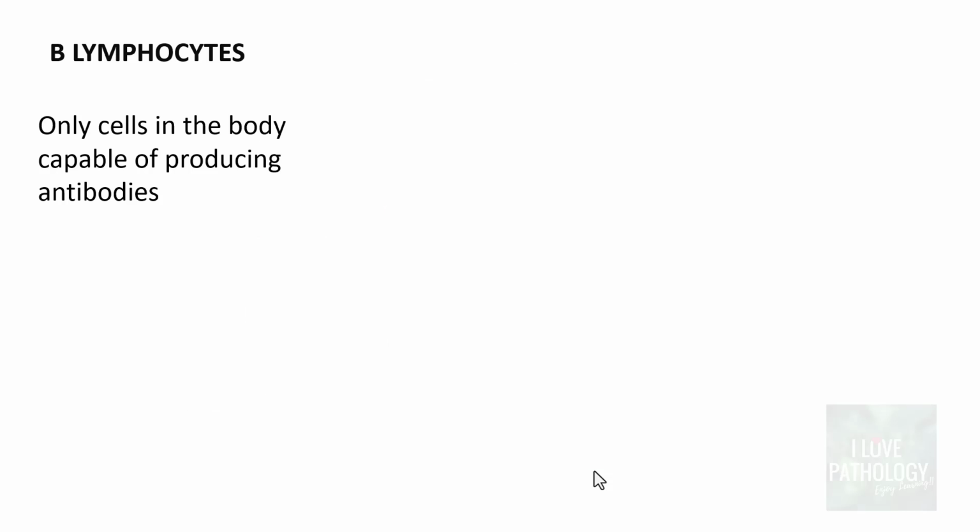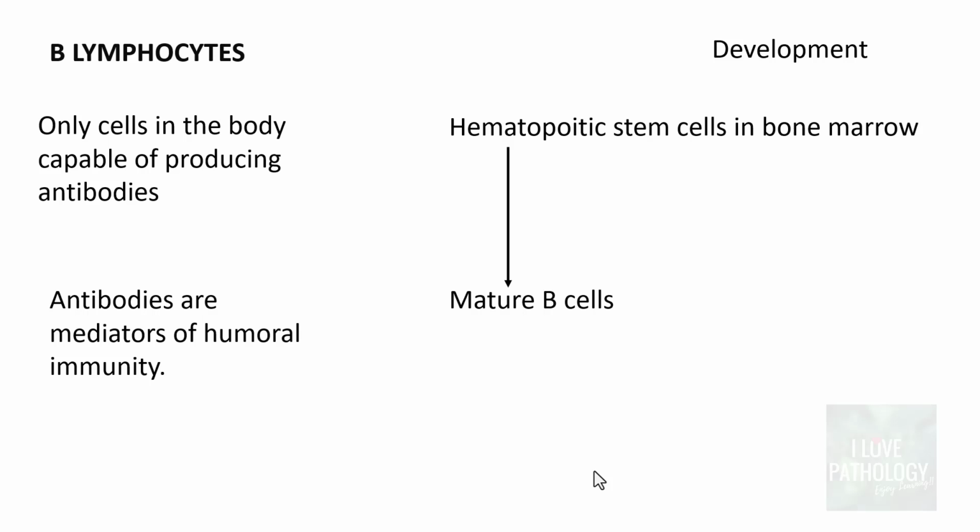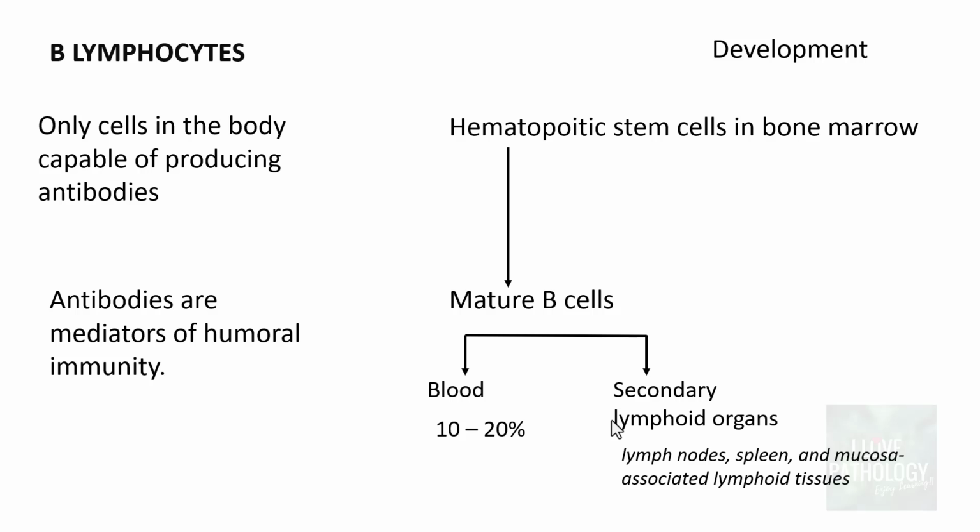B lymphocytes are the only cells in the body which are capable of producing antibodies. And you know that antibodies are mediators of humoral immunity. So during development, we know that hematopoietic cells in the bone marrow mature into B cells within the bone marrow itself. And once they mature, 10 to 20% of mature B cells go to the circulation. Remaining 80 to 90% of them reside in the secondary lymphoid organs. And these are lymph nodes, spleen, and mucosa associated lymphoid tissues.